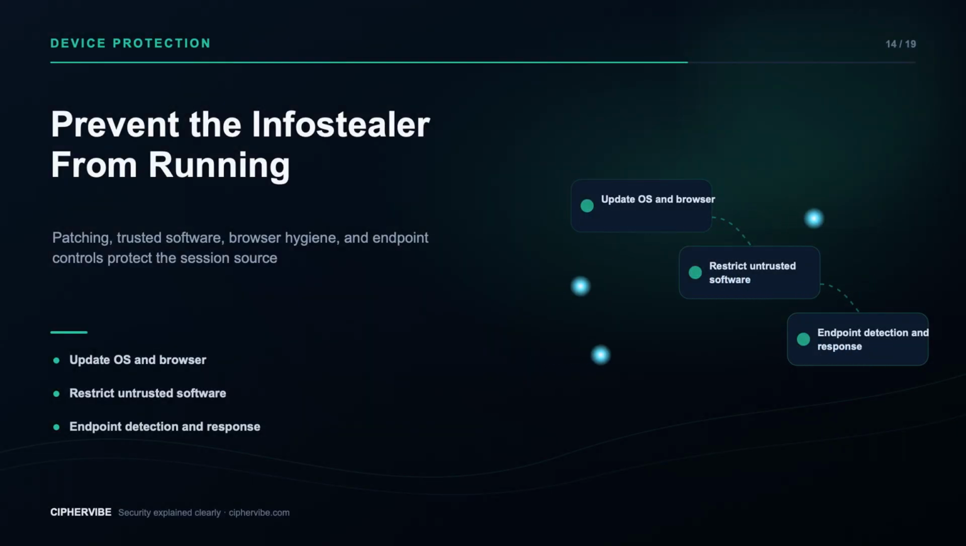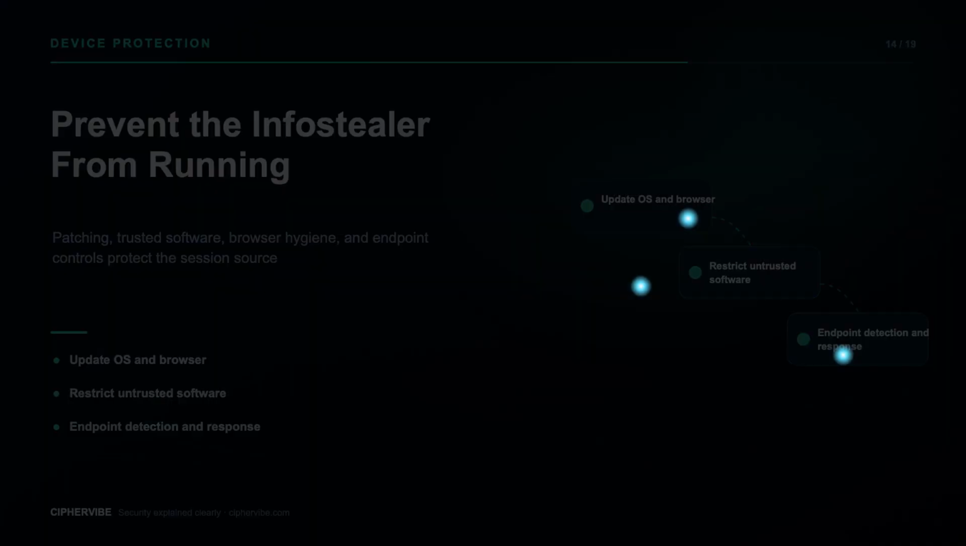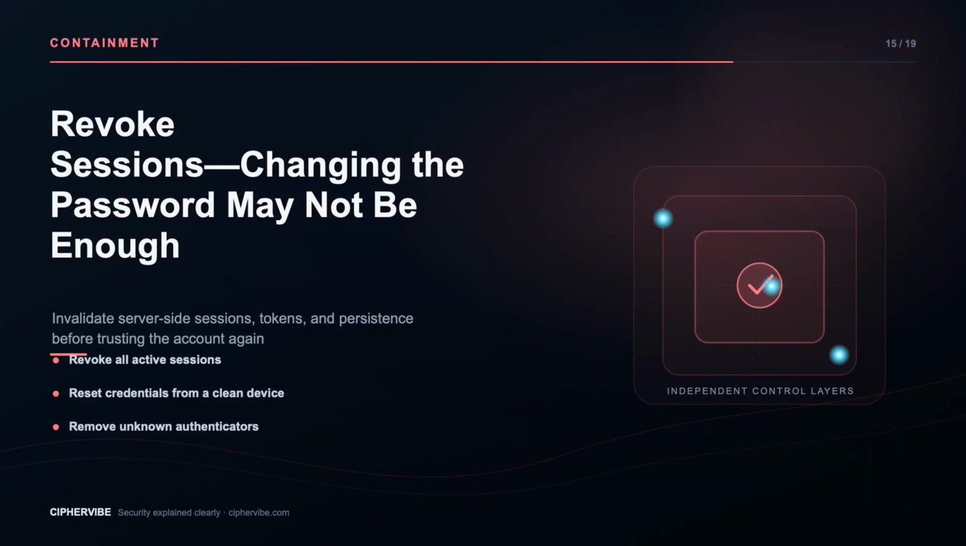Keep the operating system, browser, extensions, password manager, and security tooling updated. Restrict untrusted software and risky downloads, limit unnecessary extensions, use endpoint protection, and investigate detections that indicate browser data or process access. When an Infostealer is suspected, isolate and investigate the device, then use a known clean device to revoke active sessions and tokens. Change compromised credentials, remove unknown authenticators and recovery methods, and review application-specific persistence.